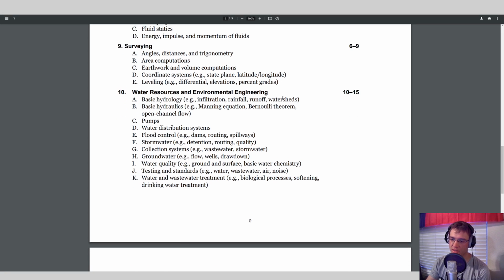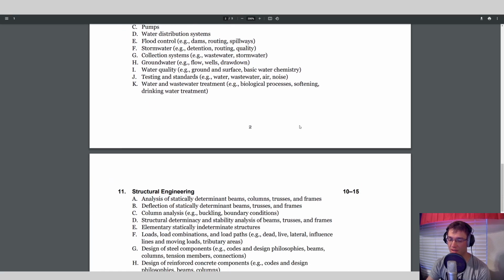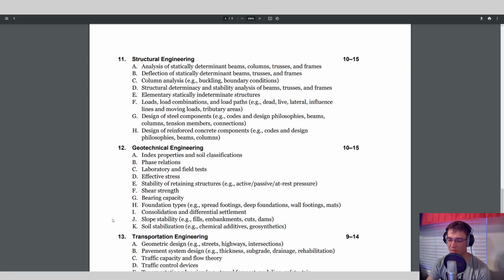I'll see how much of it would be relevant here. Then we have water resources and environmental engineering: basic hydrology, basic hydraulics, pumps, water distribution, flood control, stormwater collection systems, groundwater, water quality, testing standards, water, wastewater. 10 to 15. Wow, so very, very heavily represented. And this is a subject I know nothing about at all. So that's going to be a big study point.